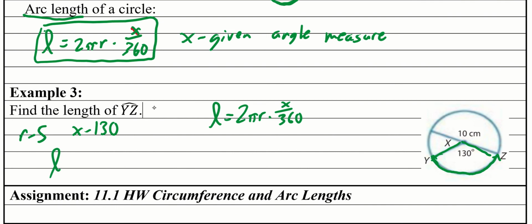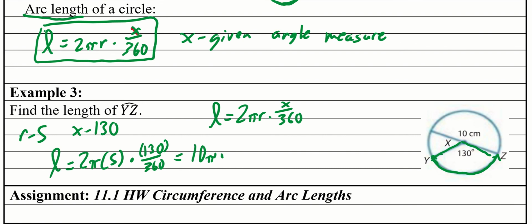So I have length equals 2 pi times r, in other words, 2 pi times 5, which is 10 pi, and then times 130 over 360. Just plugging into our equation, x is 130. Now we have 10 pi times, and if I wanted to, I could simplify 130 divided by 360. That gives you about 0.36 with the 1 repeating.